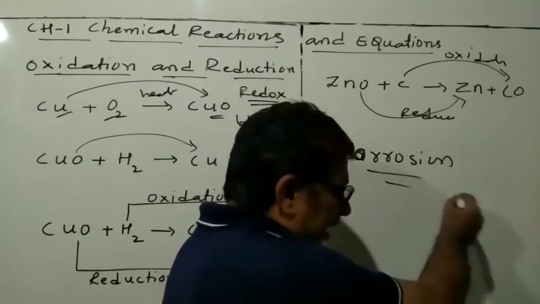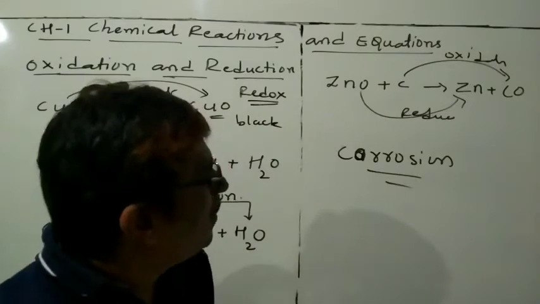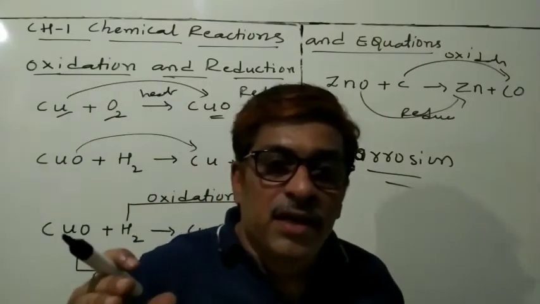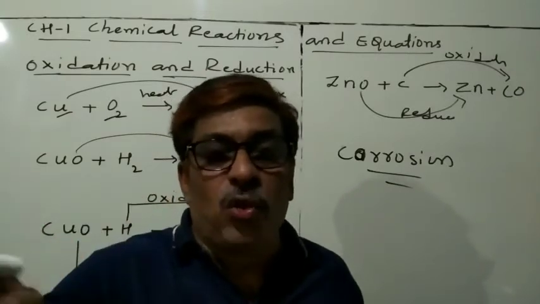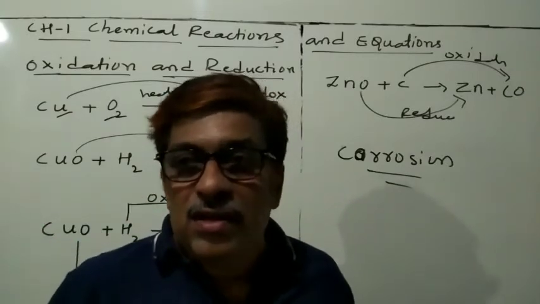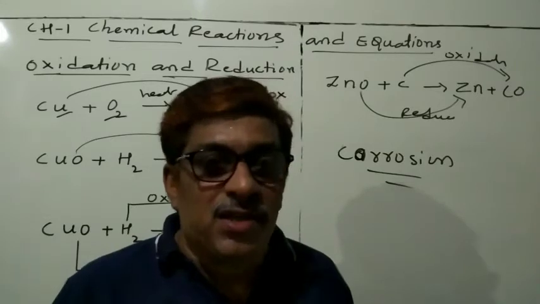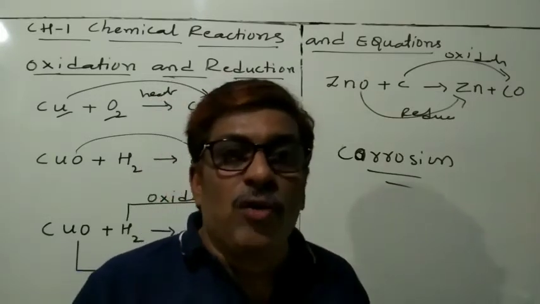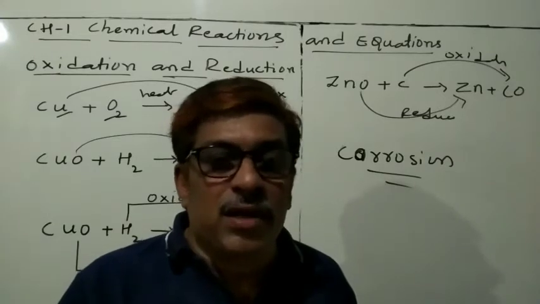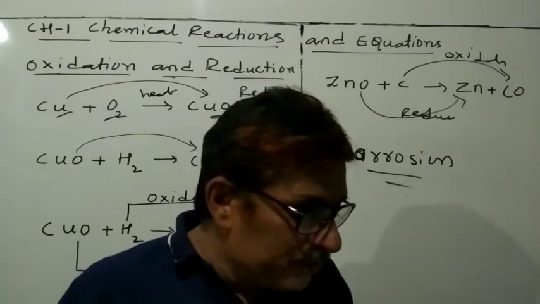You know that whenever iron articles are kept outside, in contact with the air or moisture, they become rusted. So that is what we call rusting of iron. Here the surface changes to brown in color.